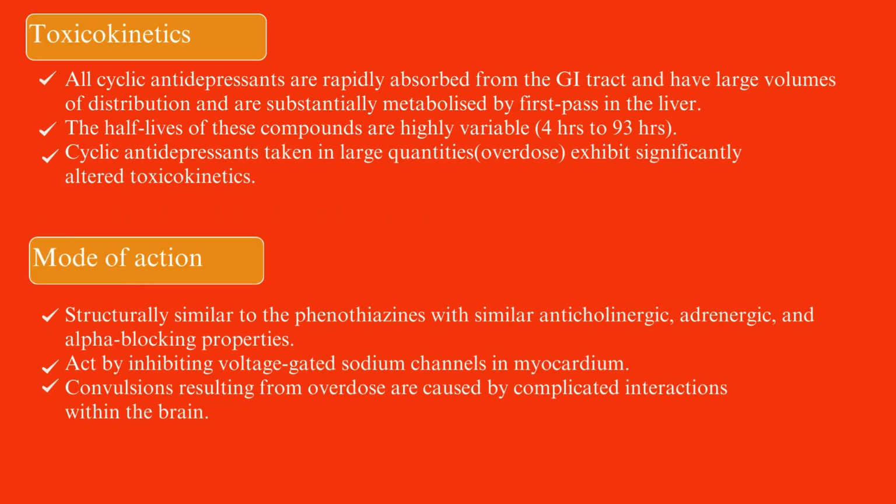Moving on to toxicokinetics, all cyclic antidepressants are rapidly absorbed from the gastrointestinal tract and they are metabolized in the liver by first pass metabolism. Their half-lives usually range from 4 hours to 93 hours and they exhibit significant toxicity when consumed in large quantities. In mode of action, they are structurally similar to the phenothiazines and exhibit anticholinergic, adrenergic, and alpha-blocking properties. They function by inhibiting the voltage-gated sodium channels in the myocardium, and when consumed in overdose, they cause complicated interactions in the brain and may even result in convulsions.